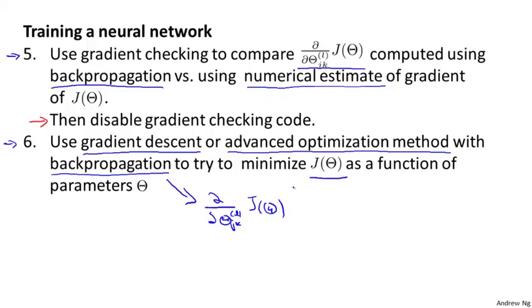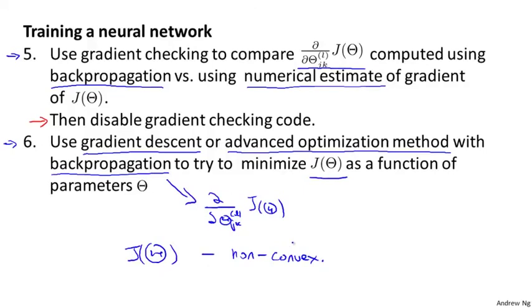And by the way, for neural networks, this cost function J of theta is non-convex, and so it can theoretically be susceptible to local minima. And in fact, algorithms like gradient descent and the advanced optimization methods can, in theory, get stuck at local optima.